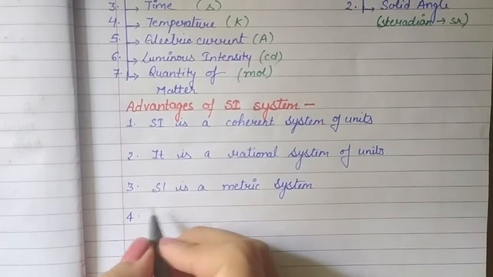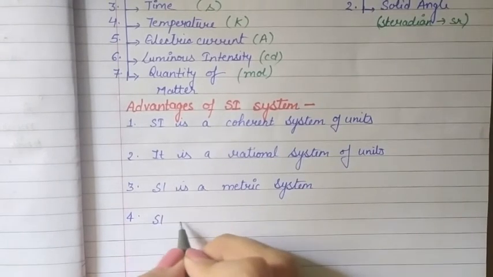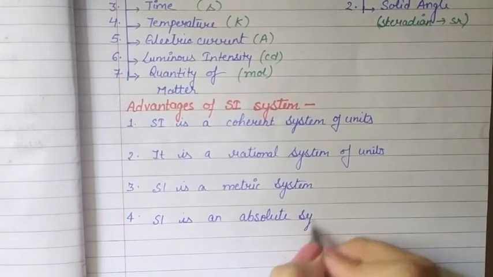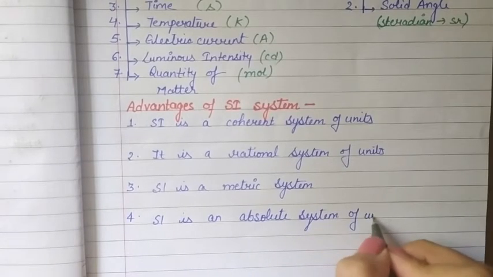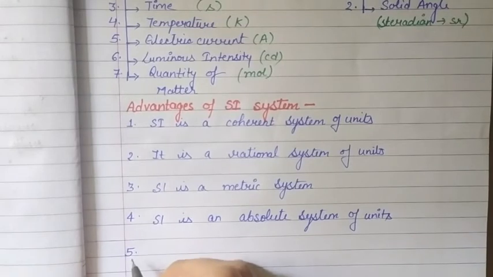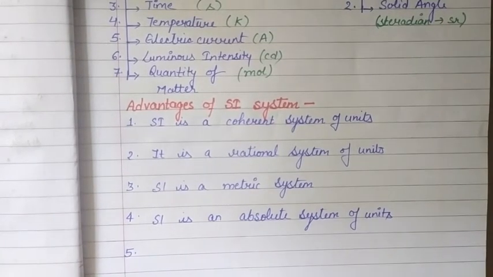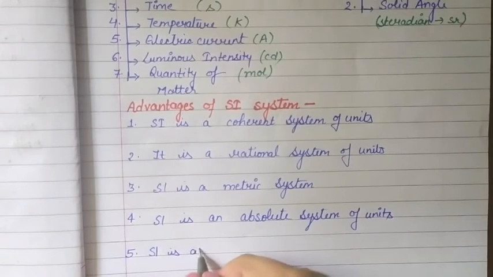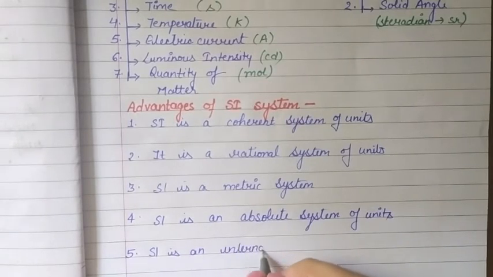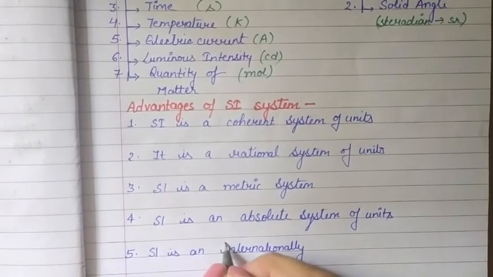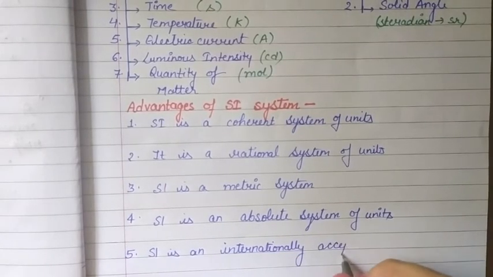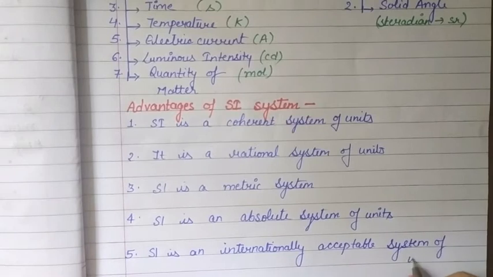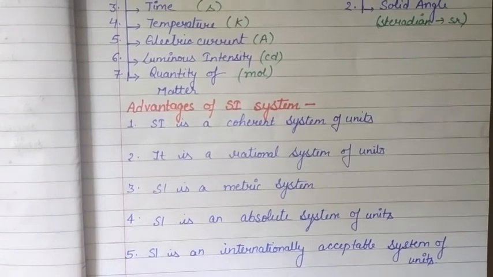Next, SI is an absolute system of units. And fifth and the last one is, it is an internationally accepted system. That's why we call it the international system of units. So the last one is, SI is an internationally acceptable system of units. Okay, so this is the last one. Now we explain all these points one by one.